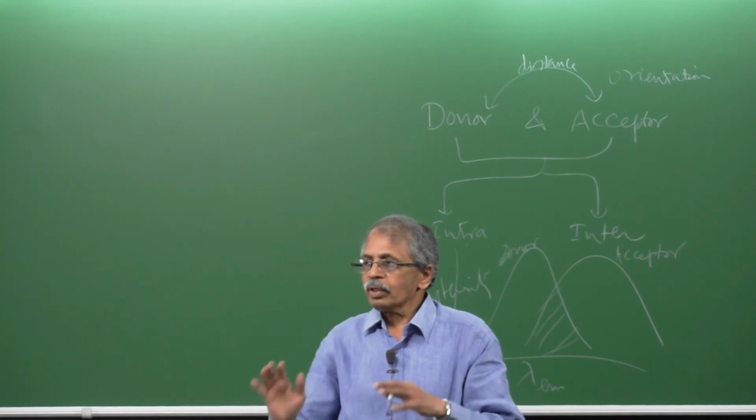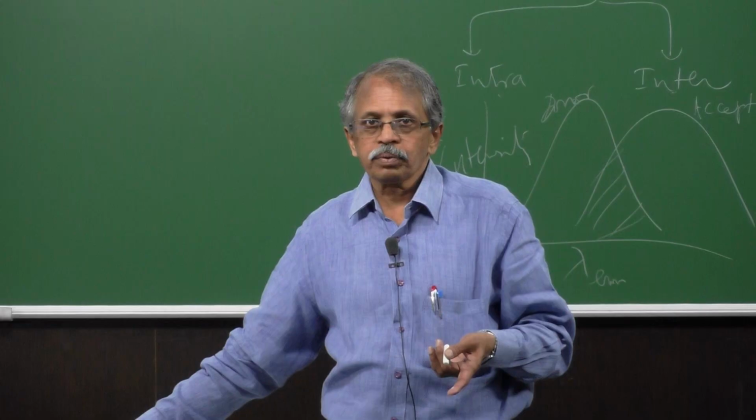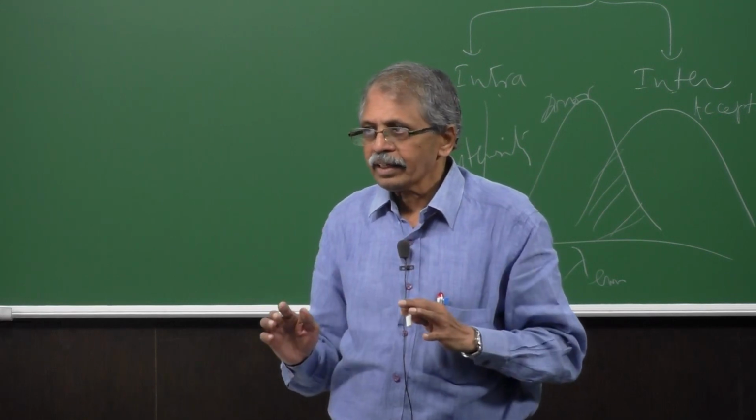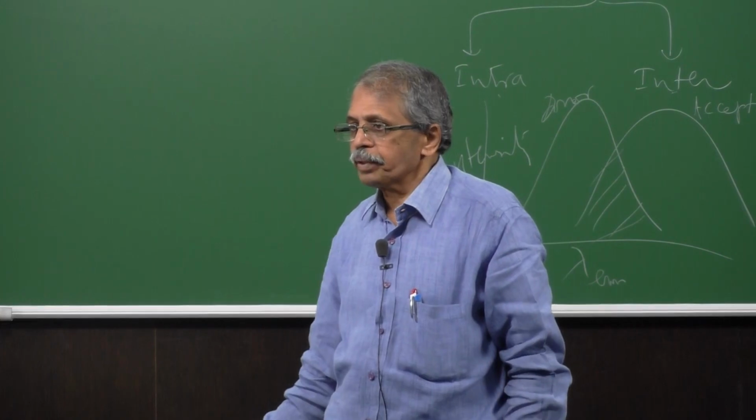So the donor and acceptor can be in the same molecule, or they can be two different independent molecules, species, ions, anything, present in the same medium. And therefore, you have that. I hope that the principle part is clear to you. Now, we will look at a few examples to get clarity on what I mentioned here. Okay, here in this slide, please have a look at it.